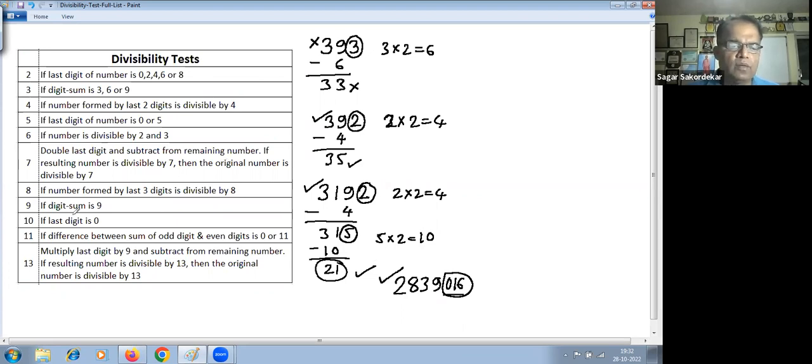Okay, so we'll go to 9, which is very simple, because that is based on digit sum. Just now we have calculated the digit sum. If the digit sum is 9, the number is divisible by 9. 10 is very simple. If the last digit is 0, the number is divisible by 10. Okay, let's try 11. I'll take some example for 11.